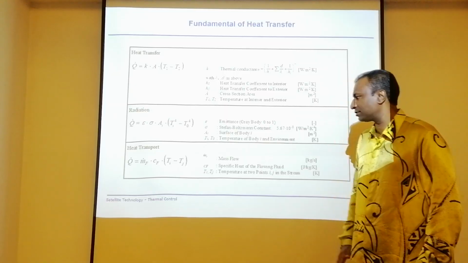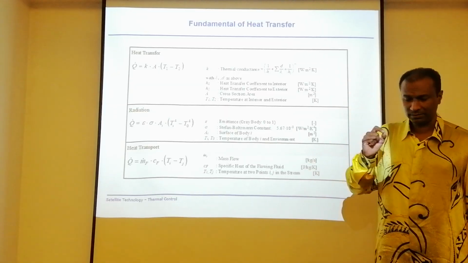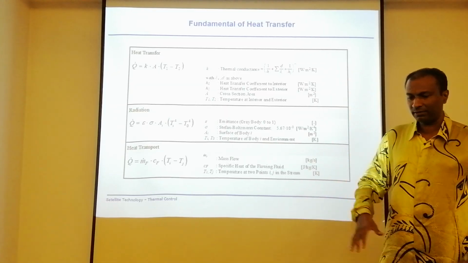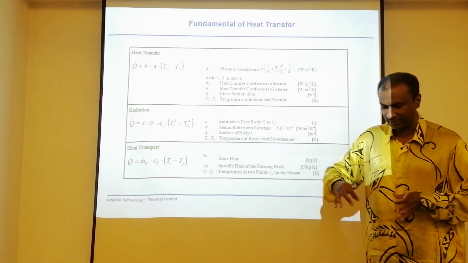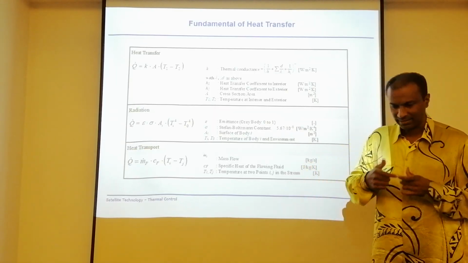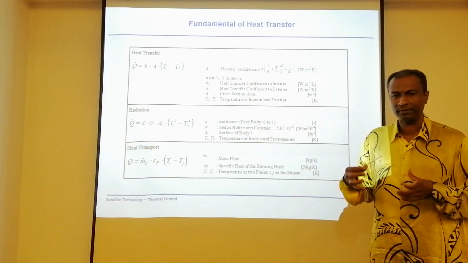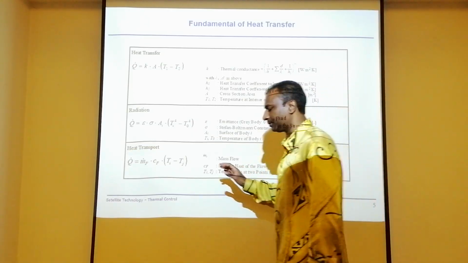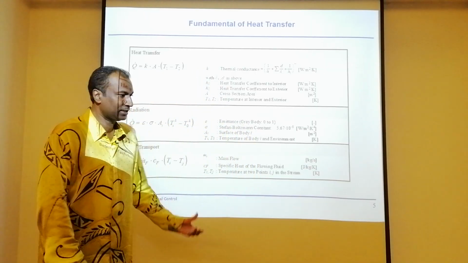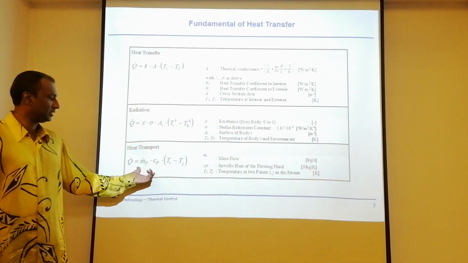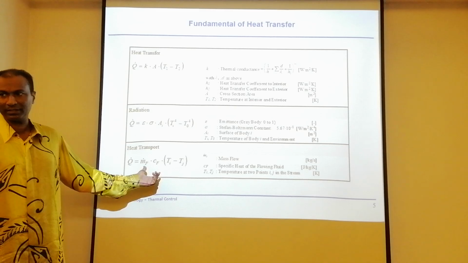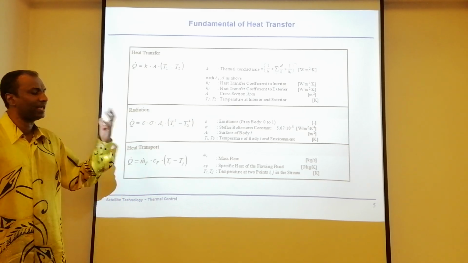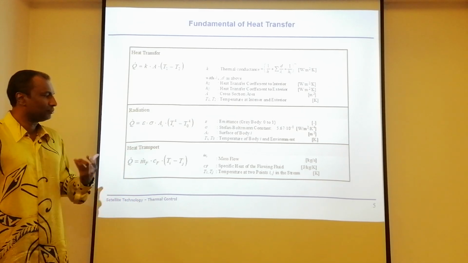Then comes the heat transport. Now heat transport is very particular. When a fluid is transferring heat and it has a flow, that means the fluid is moving, circulating, then we can calculate the heat transport by using this particular relation. We have seen this: m-dot c delta theta. M dot is the mass flow. It can be any fluid that we usually use.